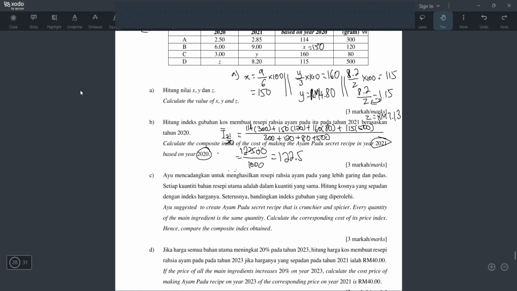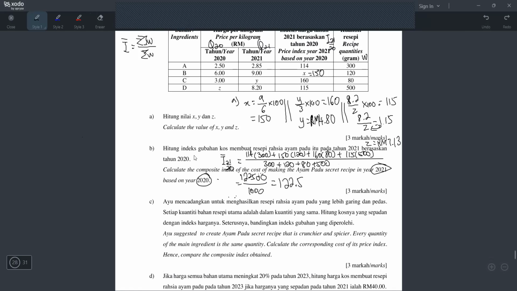Okay, now for question C. So for question C, let's read the question first. Ayu suggested to create an ayam padu secret recipe that is crunchier and spicier. Every quantity of the main ingredient is the same quantity. Calculate the corresponding cost of its price index, hence compare the composite index obtained.